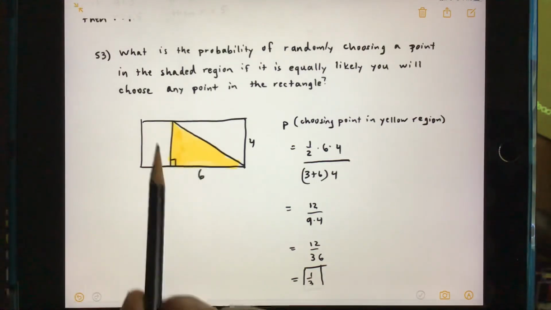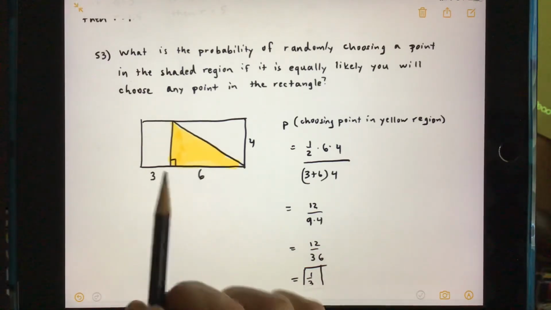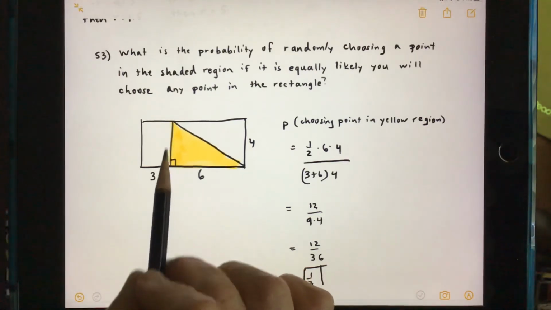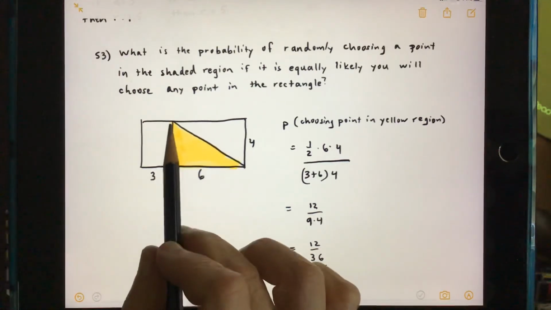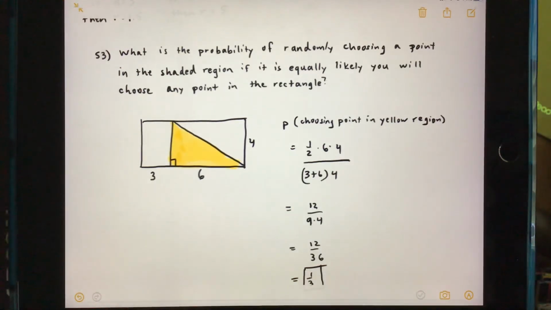So again, we're going to find the area of where we want to choose a point, and that's a triangle. So 1/2 base times height. The base is 6. It's a right triangle, so I can use the legs for the base and the height. The height would be 4, because this is 4. So 1/2 times 6 times 4 is 1/2 base times height of the triangle. Those are our favorable outcomes, the triangle area, over the area of the entire rectangle.